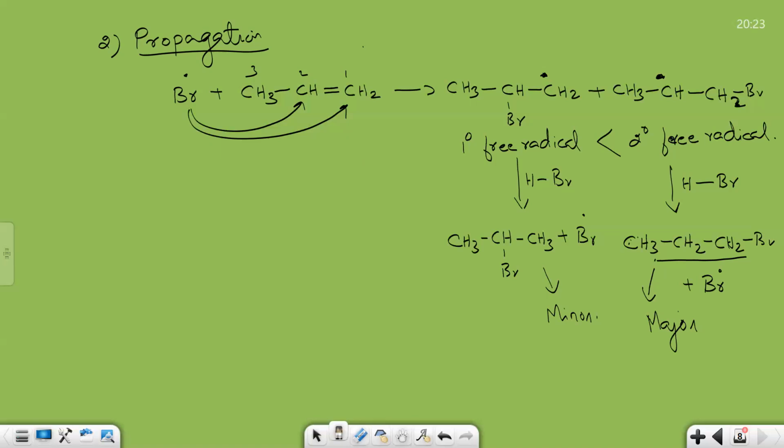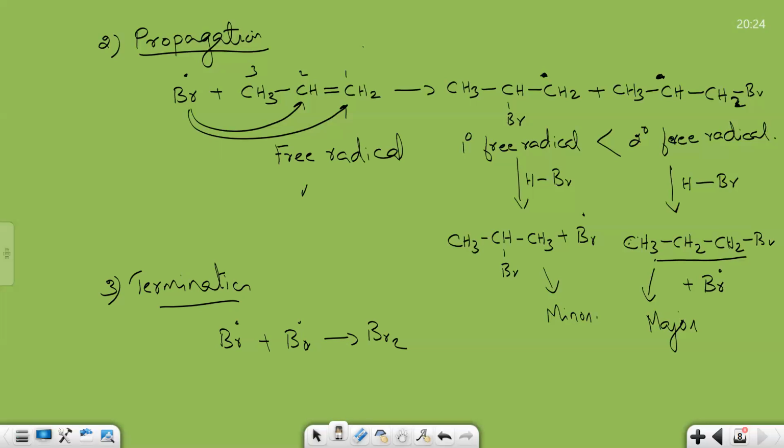And the last step is termination. In the termination step, two bromine free radicals which are formed in the propagation step combine together to form Br2. And this peroxide effect, this anti-Markovnikov addition, is an example for a free radical addition reaction.